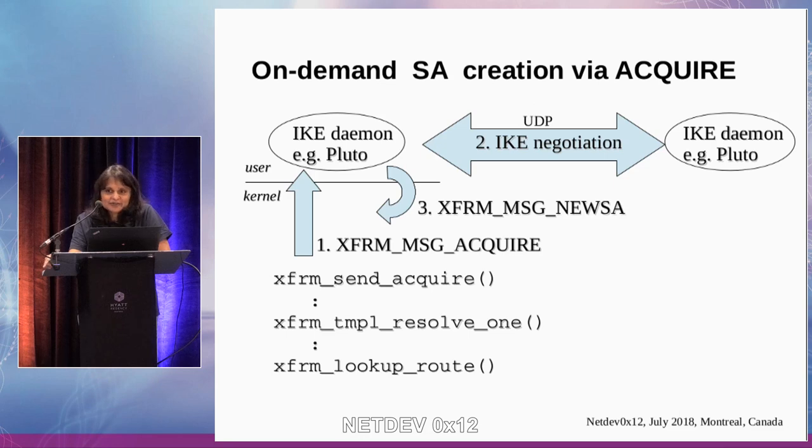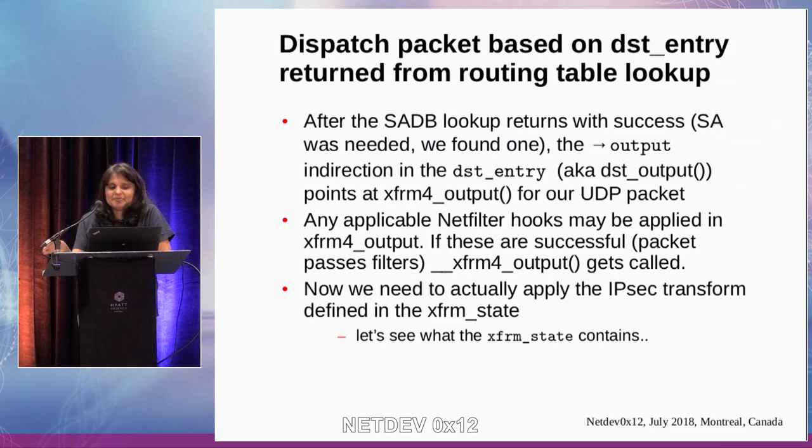So the next packet that goes through will find a hit for the SA and it can do the rest of the IPsec processing. So when that happens, XFRM lookup route should return success. It should return the XFRM. At this point, if you had any netfilter hooks which applied, they would get applied here. We're not going to look at that for our simple example. We'll just do the basic thing of, OK, next thing to do is IPsec. So that happens in the function XFRM for output.